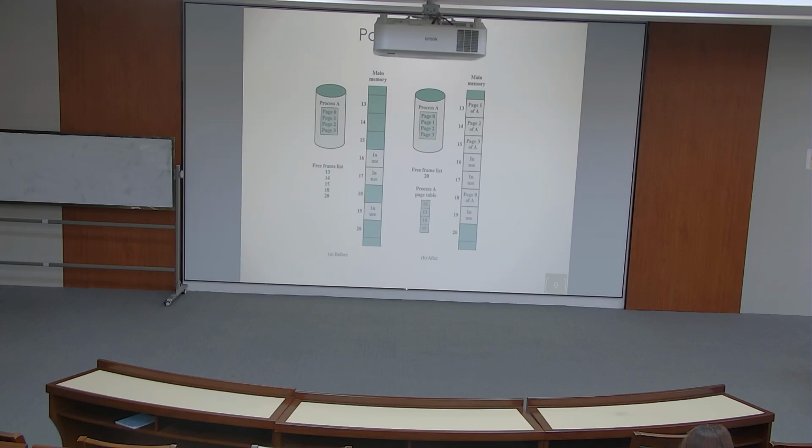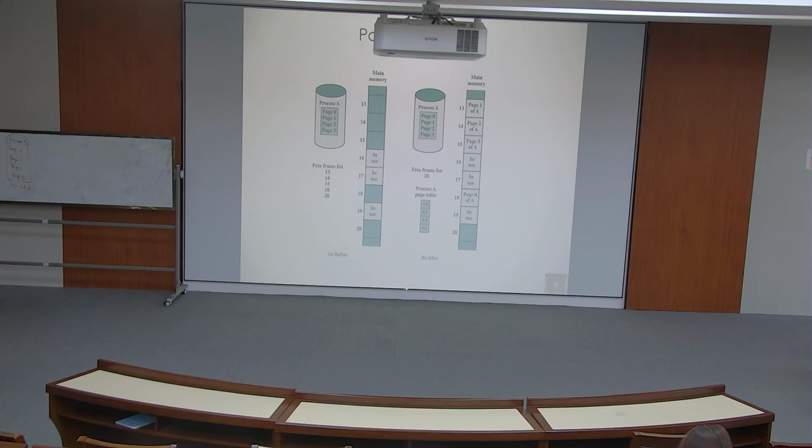Now imagine we have another process B, which also includes a number of pages: page 0, page 1, page 2, then page 3. If this process is loaded into the main memory, a page table is created to hold the mappings between the pages and the frames, page table B, and so on and so forth.